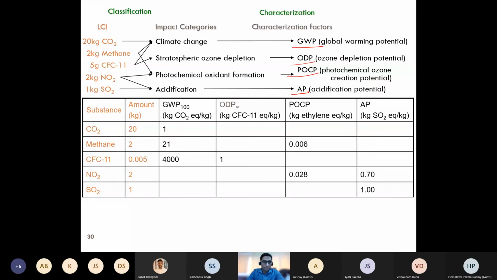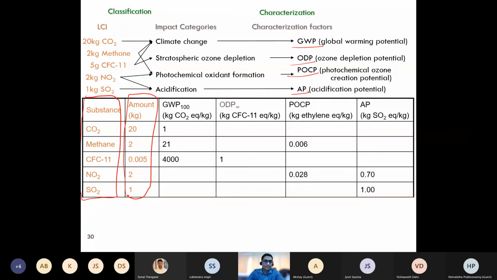Now let us try to quantify the effect of these. This is a type of matrix that you would be required to form. On the left-hand side, you have all the substances, the names of all the emissions, and these emissions could be from any of the product stages. It could be the growth of biomass, the production phase, the transportation phase, the conversion phase, the disposal phase, or the use phase. And this is the total amount that has been released into the atmosphere.